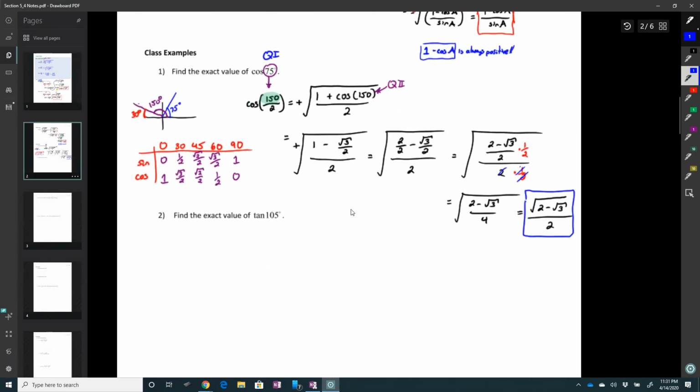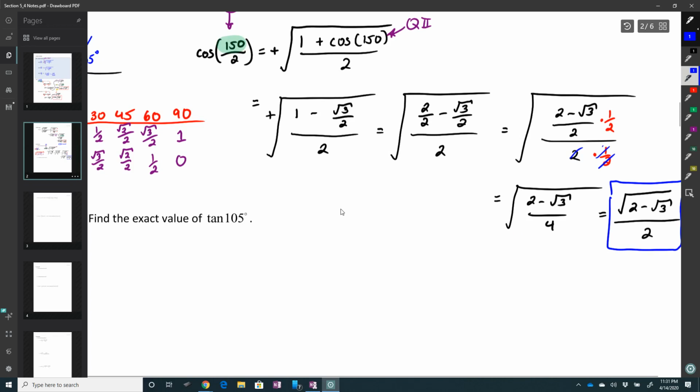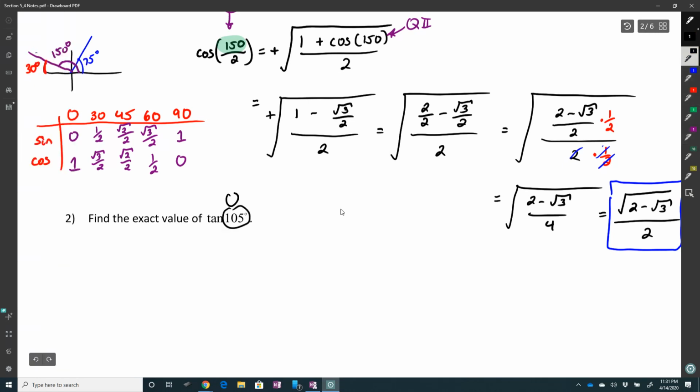So next says, find the exact value of tangent of 105. Okay, so since we're using the half angle formula, first, 105 is in quadrant 2. In that one, tangent is negative. But luckily, the tangent formula doesn't have plus or minus. So anyway, it just kind of fixes itself. So this is the same thing as tangent of 210 over 2.